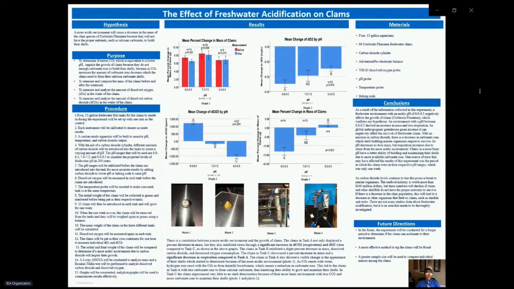So this shows the clams in the basic environment, they're pretty much stable in their pH due to it not having a lot of carbon dioxide. While clams in the acidic environment, they're really stressed in their environment and not happy.